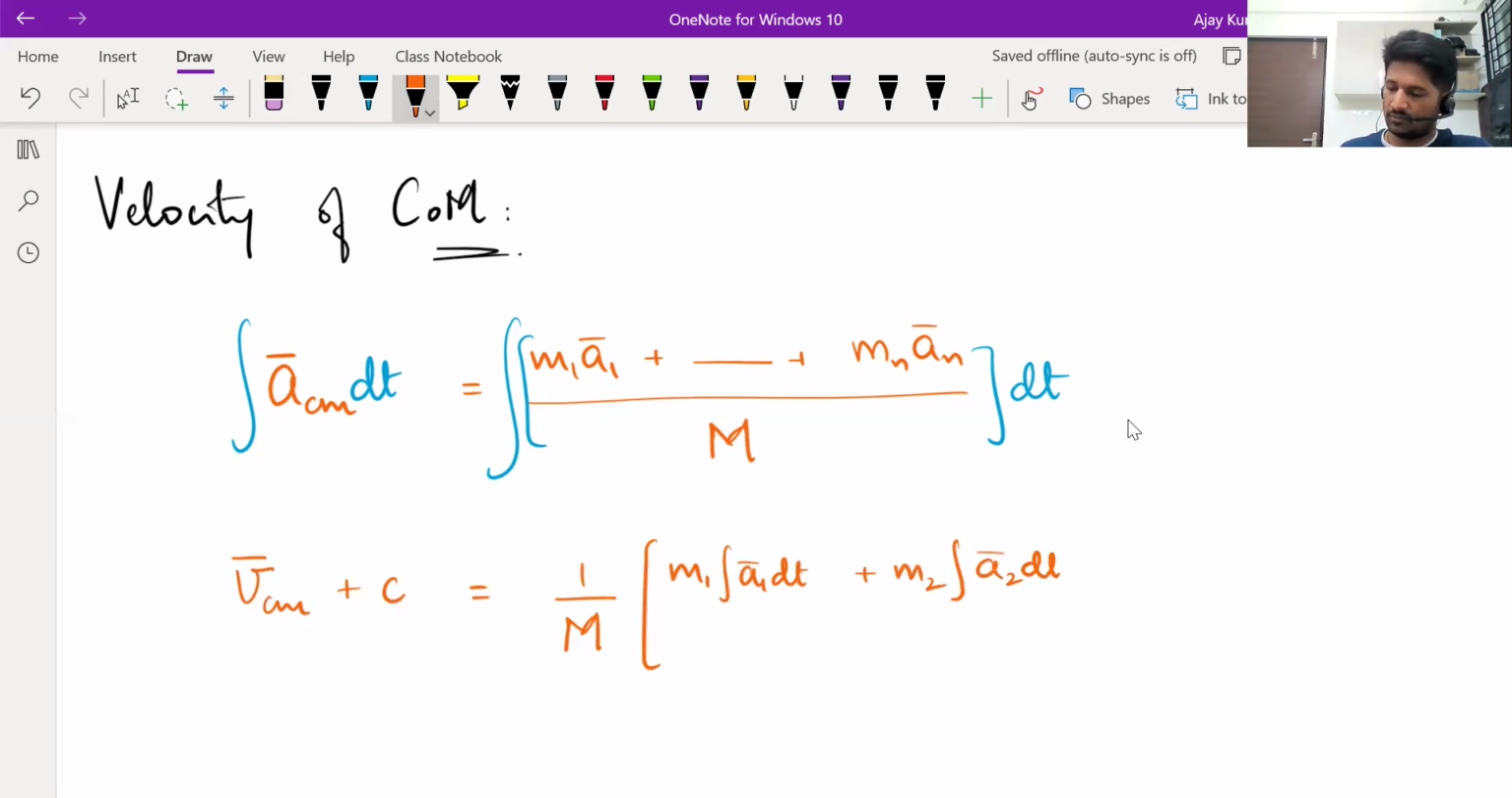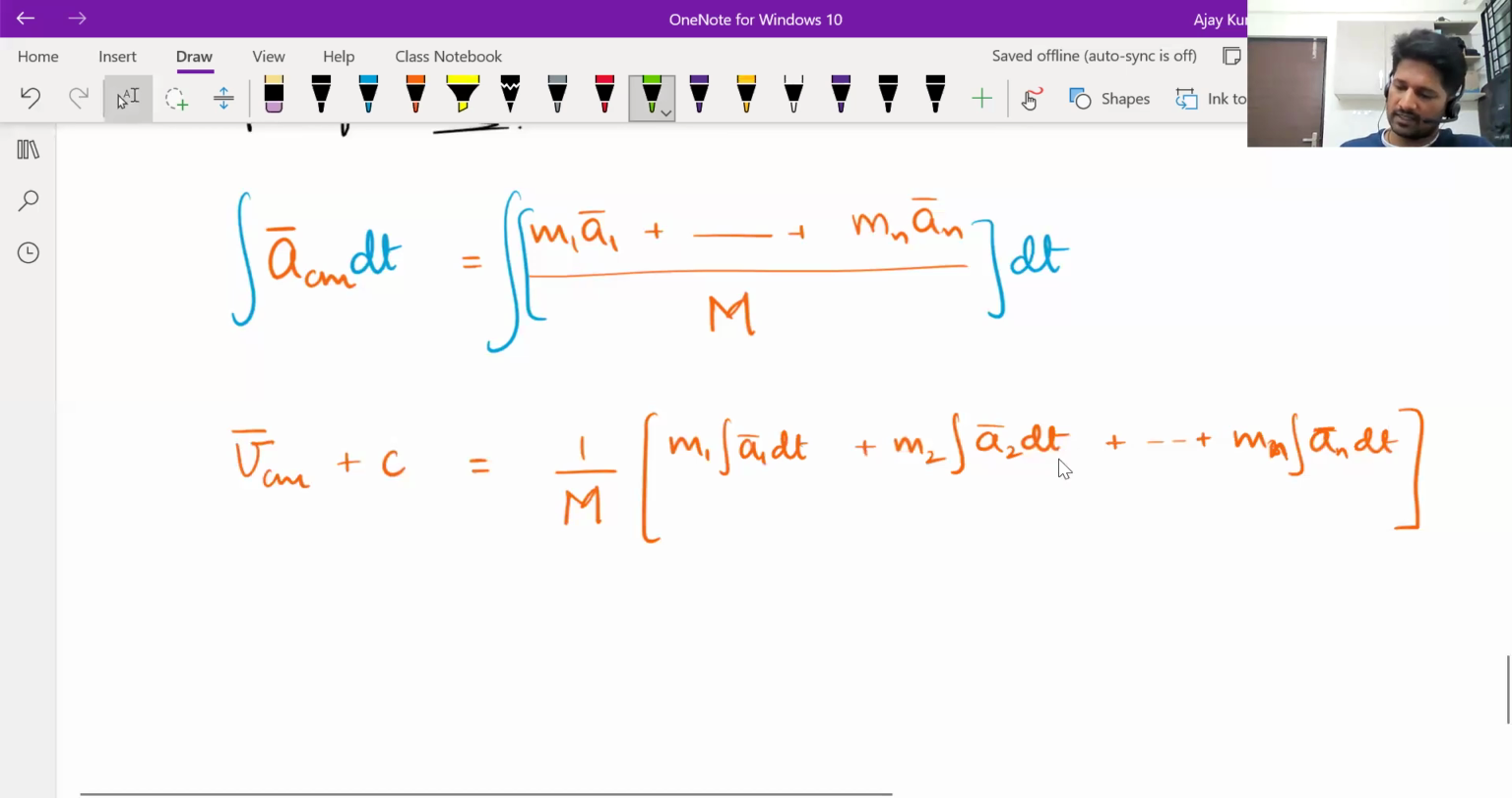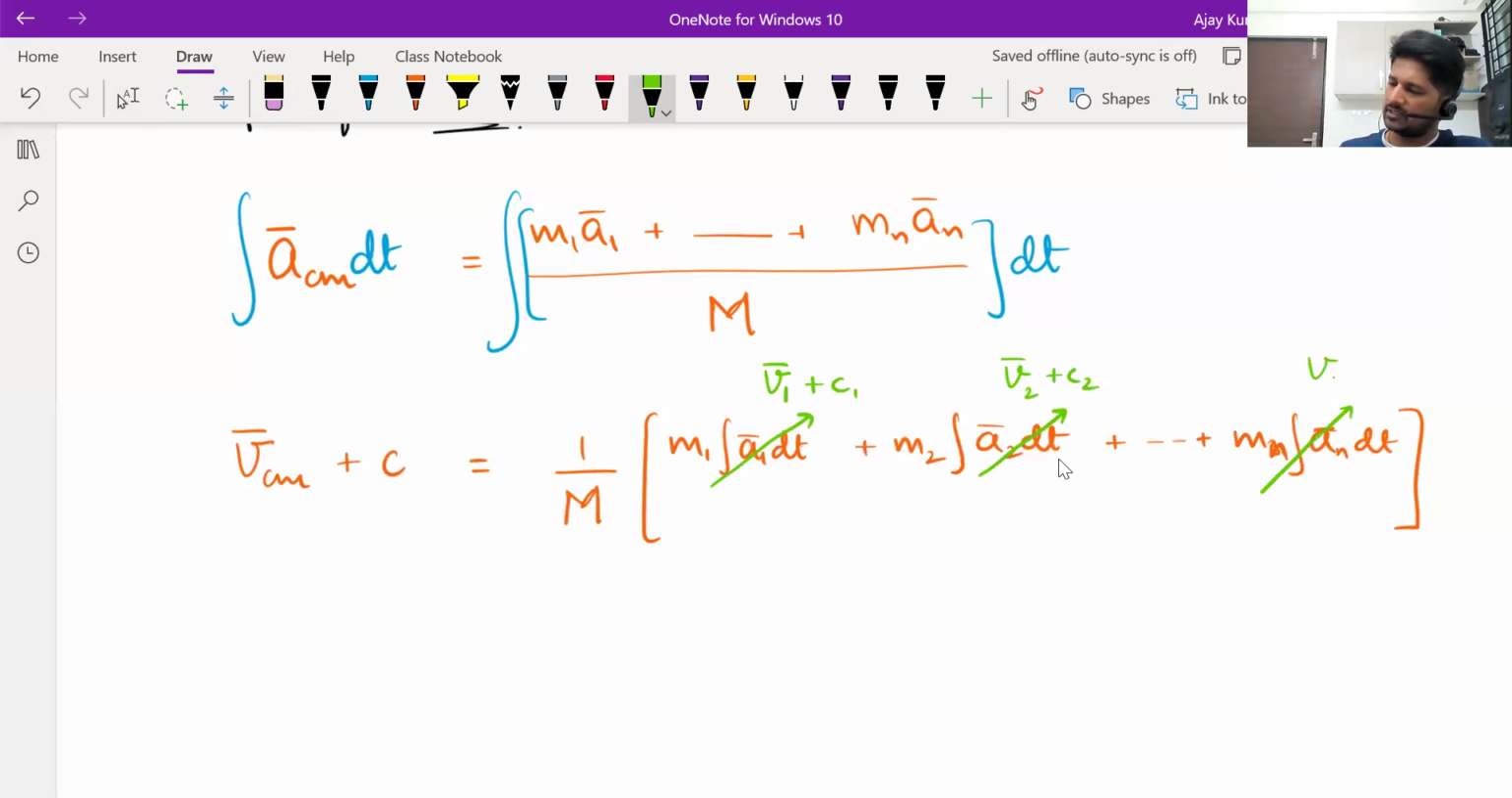See, these derivations are important. I suggest you do them once on your own later. Plus M3 integral, sorry, Mn integral An dt. That is the integration on the right-hand side. And again, integral of acceleration with respect to time is nothing but velocity of that particle plus some constant. I'll call it C1. Similarly, integral of acceleration of the second particle with respect to time is velocity of the second particle plus some constant. Similarly, for the nth particle, velocity of the nth particle plus some constant.